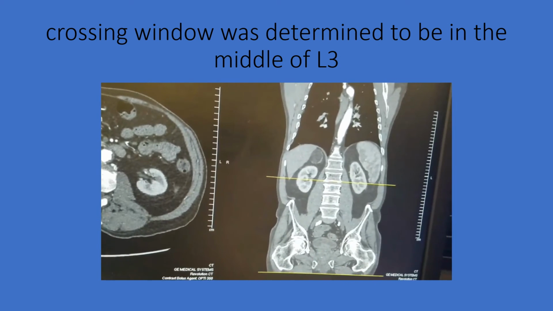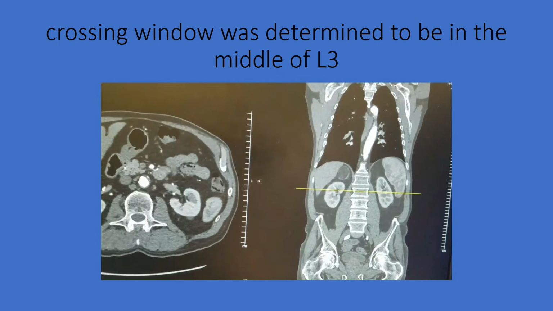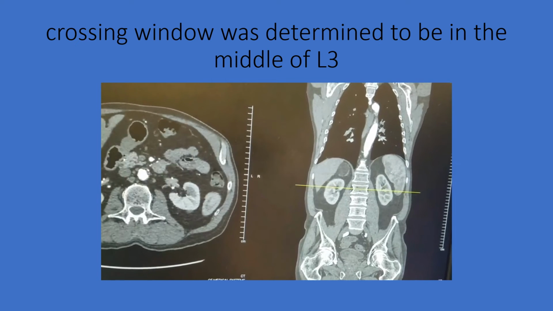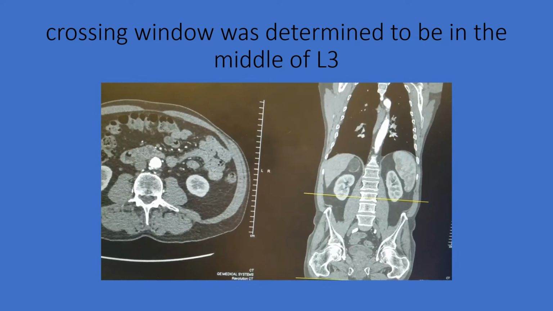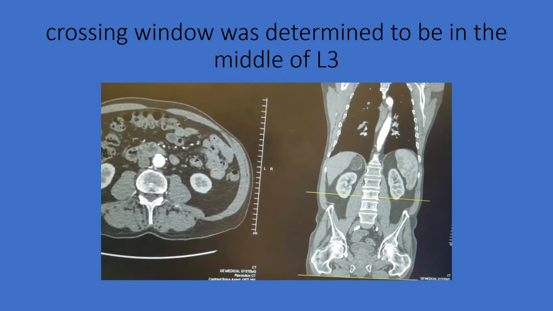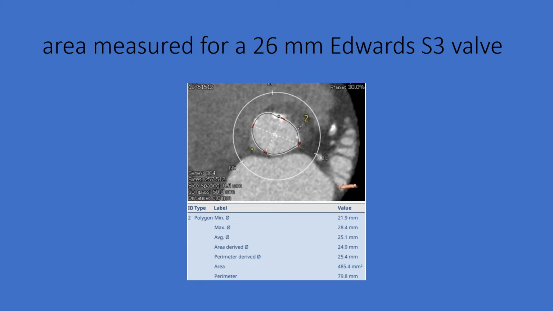This is his transcaval workup. It was noted that the aorta was least diseased in the middle of L3, and that's where we decided to cross over from vena cava into the aorta. Area measured to be 485 millimeter square, therefore suitable for deployment of a number 26 millimeter Edwards S3 valve.